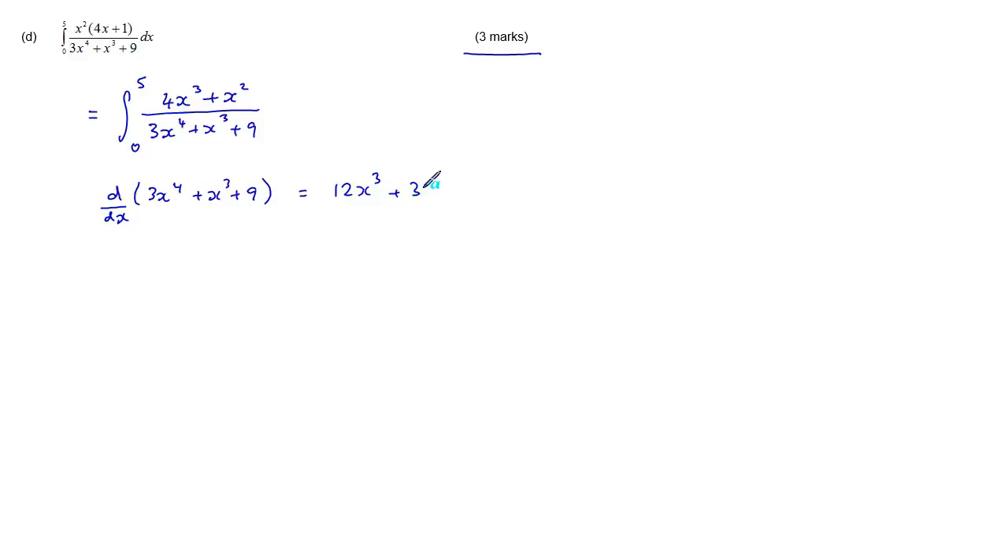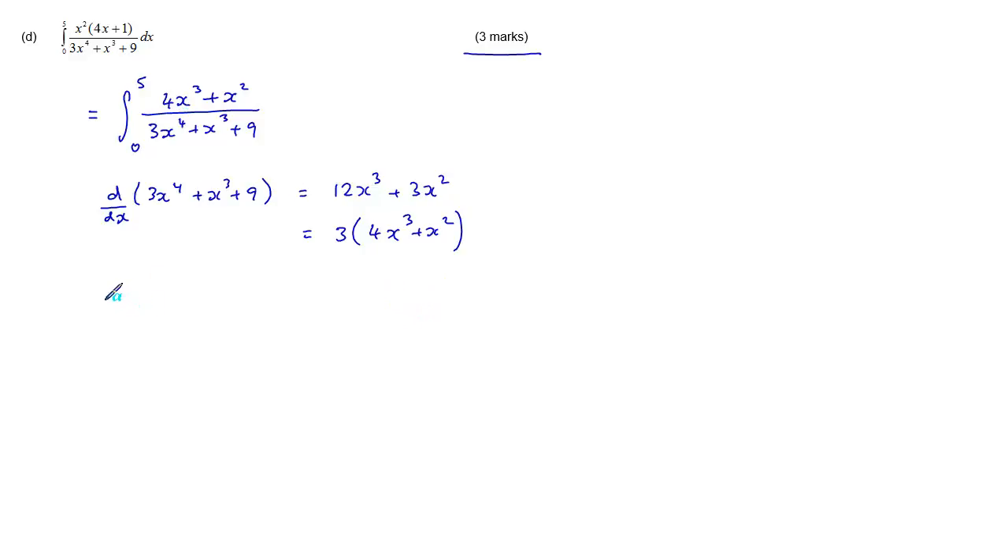So what we have here is the integral from 0 to 5 of 4x cubed plus x squared over 3x to the 4 plus x cubed plus 9. Now think about differentiating 3x to the 4 plus x cubed plus 9. That's 12x cubed plus 3x squared, which is actually 3 lots of 4x cubed plus x squared.